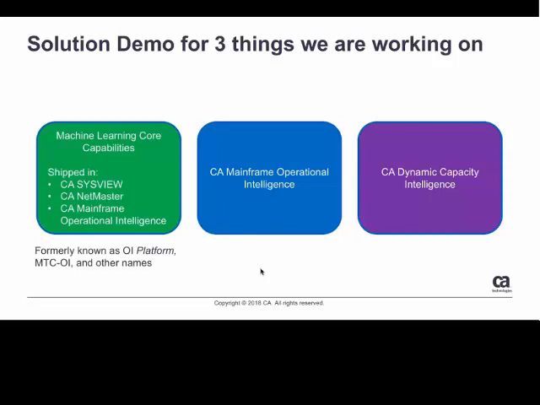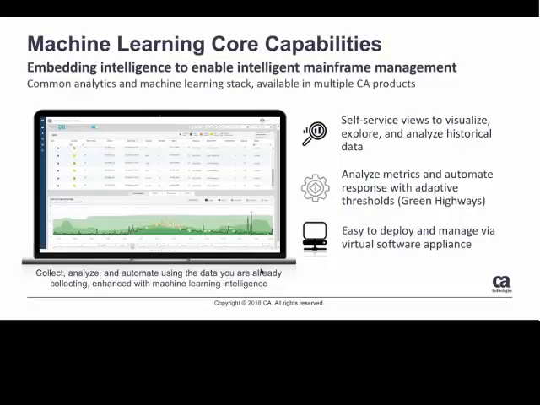Moving to the next slide, just to talk a little bit about each of these before we get into the What's New session. We talk about our core machine learning capabilities, and really what we're doing is embedding this technology in multiple places. We're taking this core stack and putting it into CA SYSVIEW, into CA NetMaster, into that new Mainframe Operational Intelligence offering that we put out. And really, it's all around this common stack of technology to give you some big data infrastructure, to give you some machine learning capabilities, and focused on two or three big use cases.